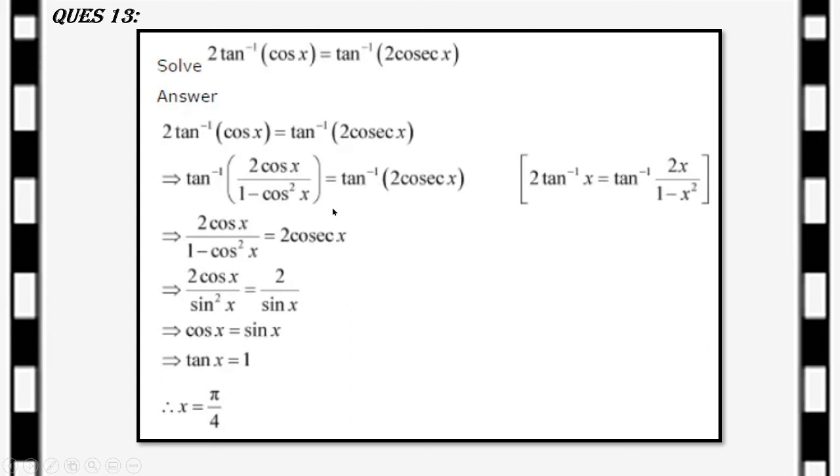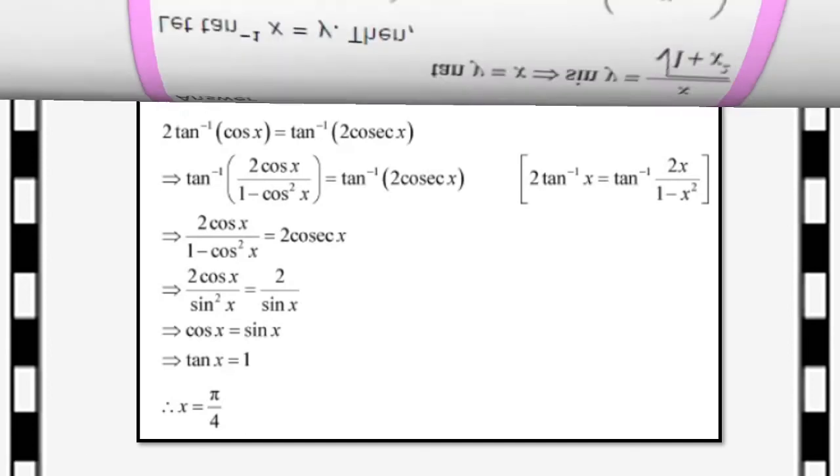Now tan inverse and tan inverse cancel out from both sides, and this will be left. Now cosec x can be written as 1 upon sin x. On the right side, 2 and 2 also cancel, and sin also cancels. So cos x upon sin x, which is tan x, equal to 1. So it means x is equal to definitely pi by 4.